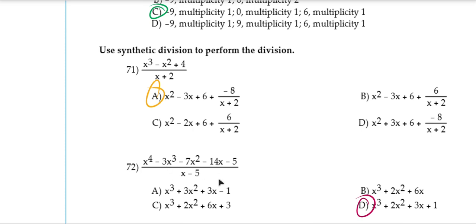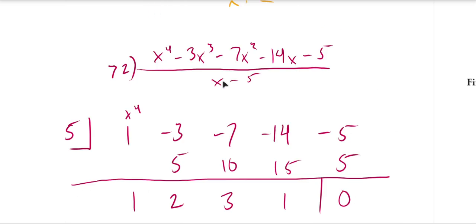Question 72 asks us to do the same thing. So we begin by identifying the root of positive 5, putting it here. We encode the coefficients. There's no skips this time, so we don't need any zeros. We drop the first one down and begin our algorithm, multiplying by 5, adding these together, multiplying by 5, and so on. We keep doing that algorithm until we get to the end.